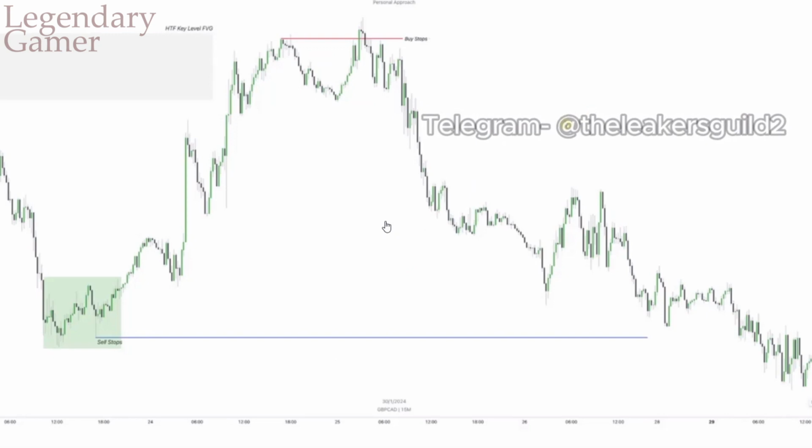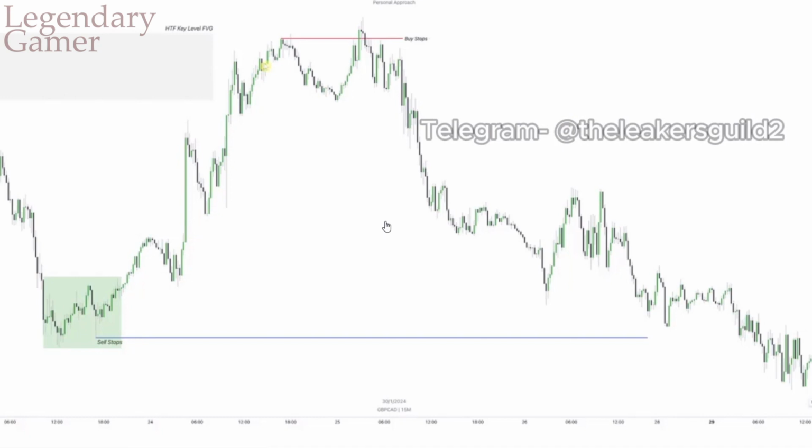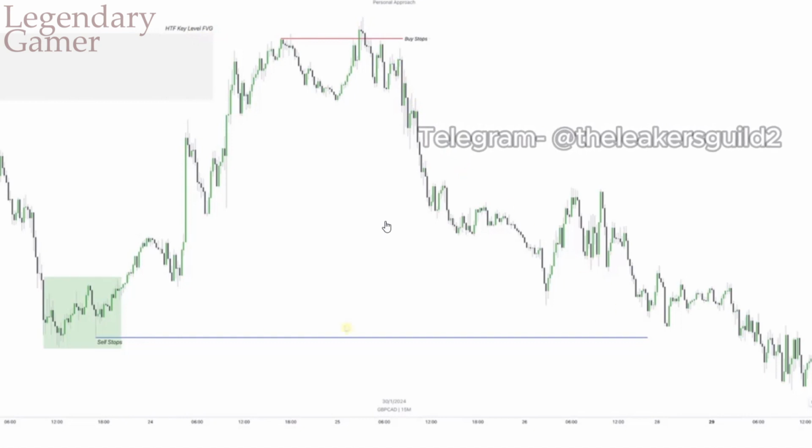Right, so let's dive into the 50-minute time frame, right? Over here, buy side of the curve, buy stops raided in a higher time frame key level, and then we'll go into sell side of the curve, right? So we have a market maker sell model going on.